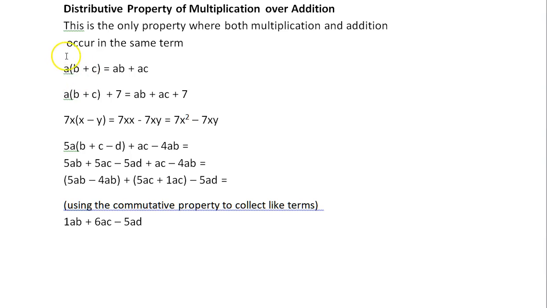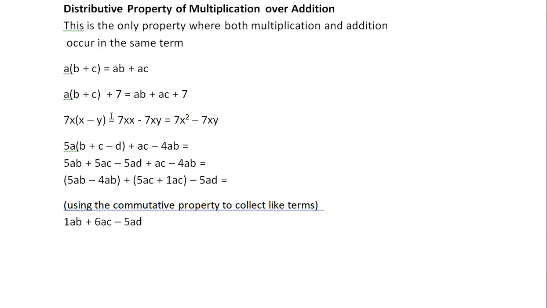So I have A is going to multiply B, and then A is going to multiply C, and that's going to get us AB plus AC, okay? Here I can say A times B and A times C, and then I go plus 7. So I'm left with AB plus AC plus 7. This 7, if you look, does not get multiplied by the A because it's not within those parentheses.